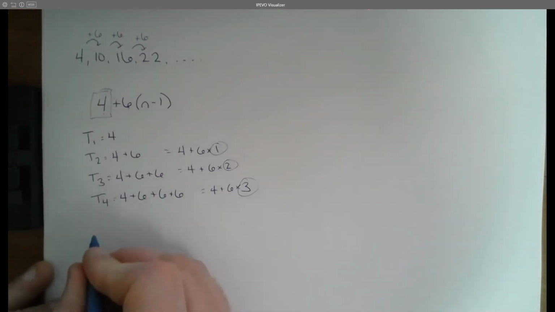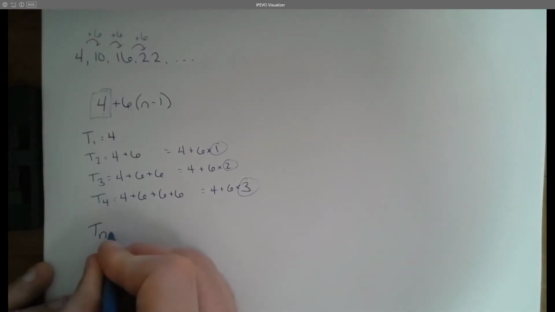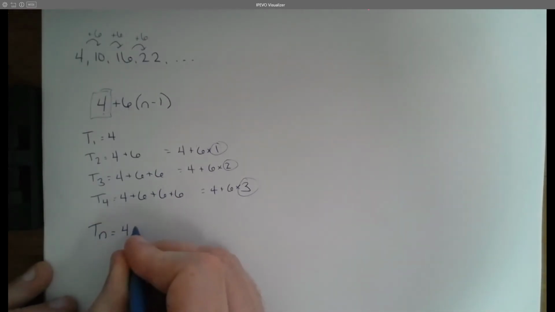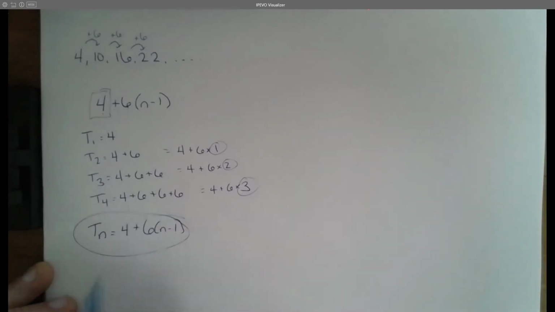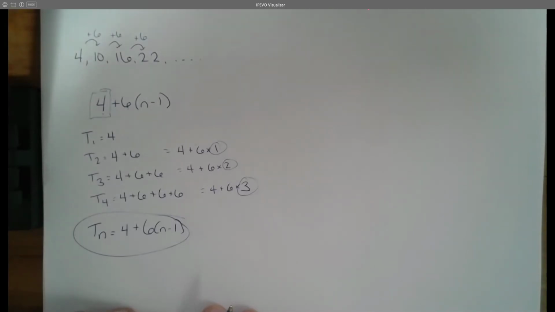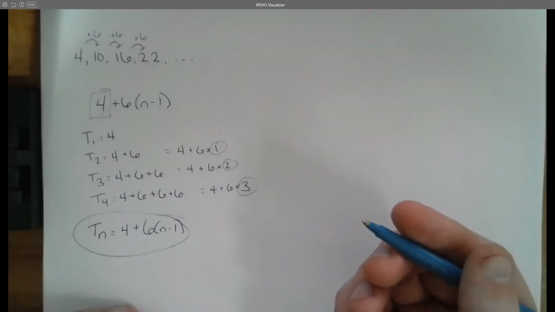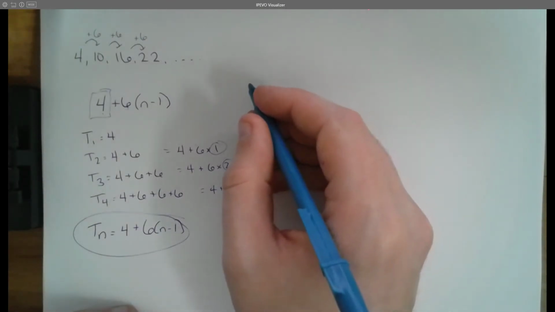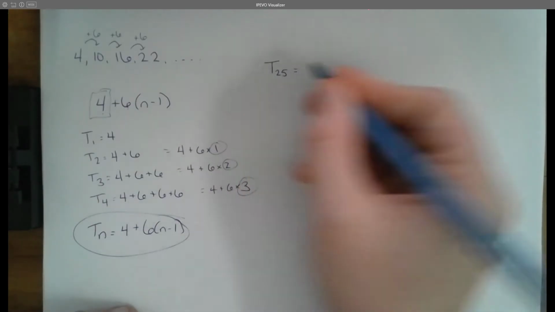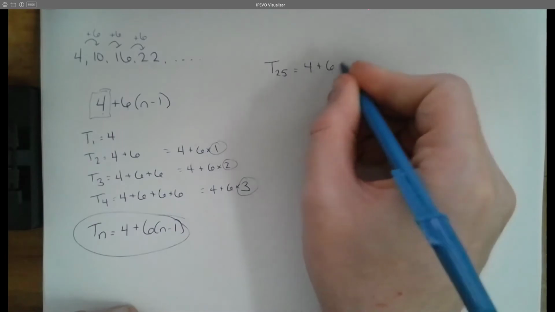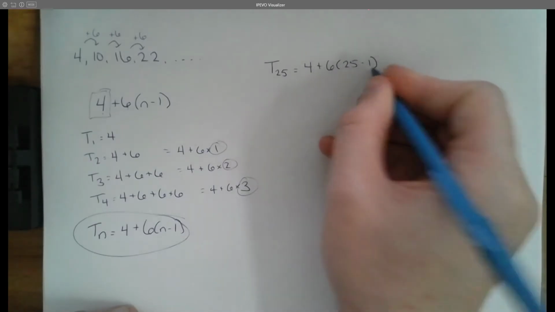We would therefore say that the general term of Tn is 4 plus 6 times (n minus 1). That's the general term, or the general rule that helps us follow this particular question. Part B of this says, hence, find its 25th term. Okay, so 25th term means that my n is going to be 25. So the 25th term is going to be t25, and it's the same formula, 4 plus 6 times (25 minus 1).